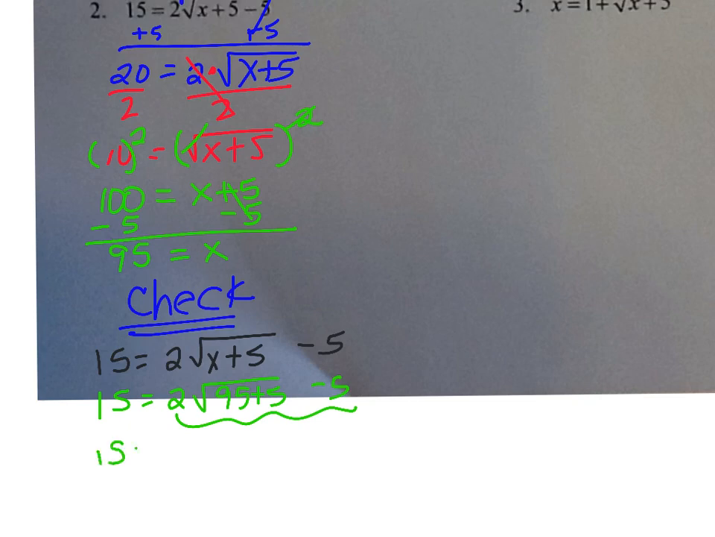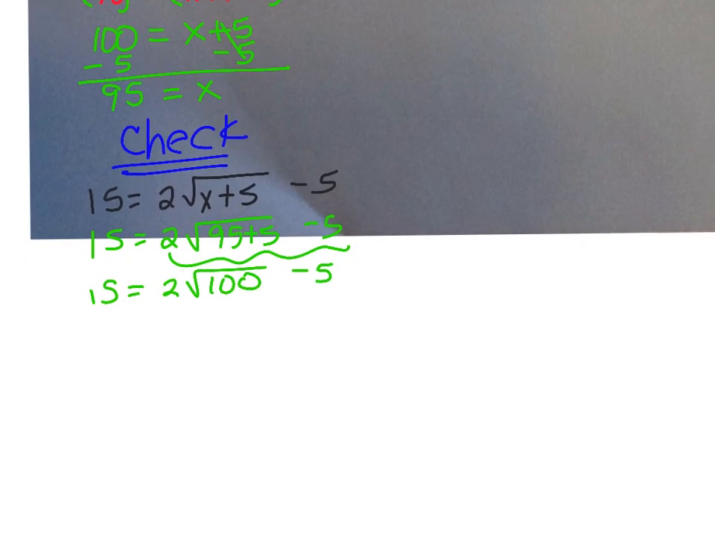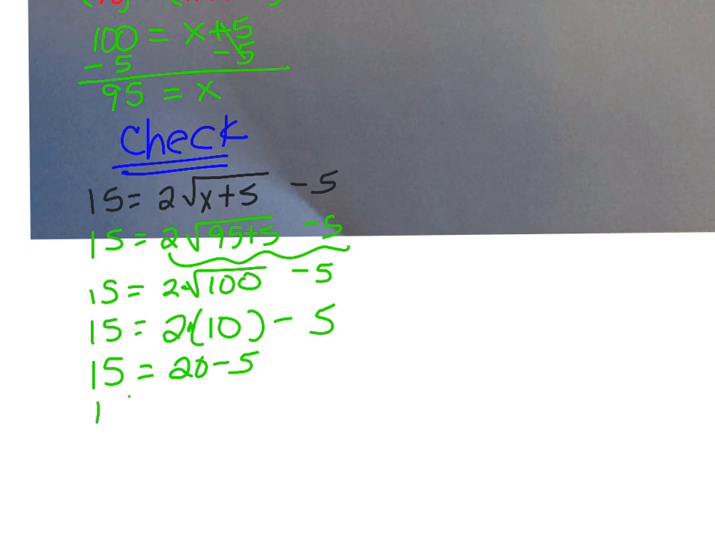All right, but you do get 15 equals 2 times the square root of 100, minus 5. And then we have here 15 equals 2 times the square root of 100, which is 10, minus 5. Remember, this is times, so this is times here. 15 equals 20 minus 5, and 20 minus 5 is 15. 15 equals 15, and that checks.